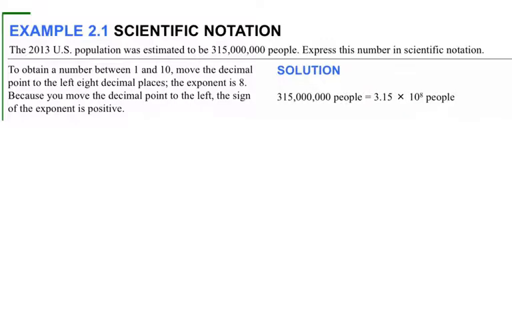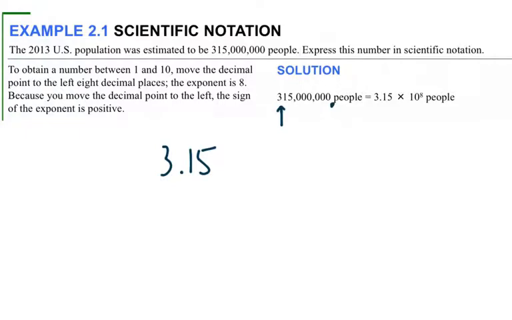So the goal here is to make the number between 1 and 10. In order to do that, the decimal point right now is at the end of the number. We want to move it between the 3 and the 1. By placing the decimal between the 3 and the 1, this number will be between 1 and 10, which is our rule. Okay? So that's where we want to move the decimal point. Now the question is, how many spaces will it take to get there?